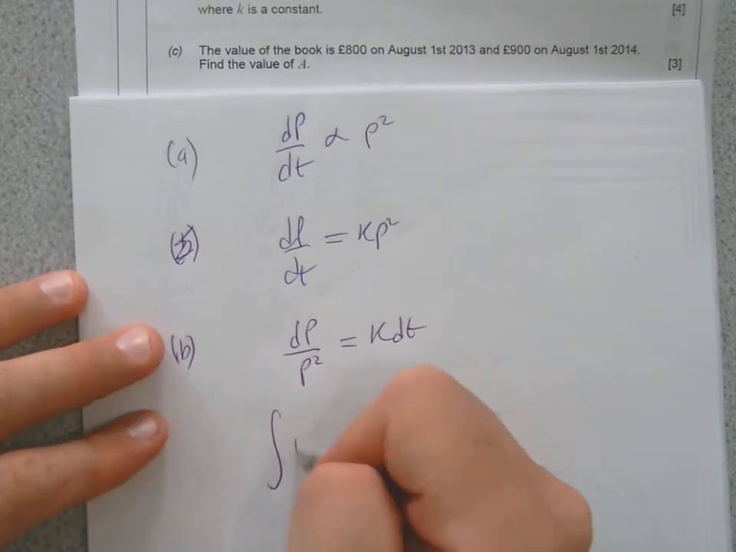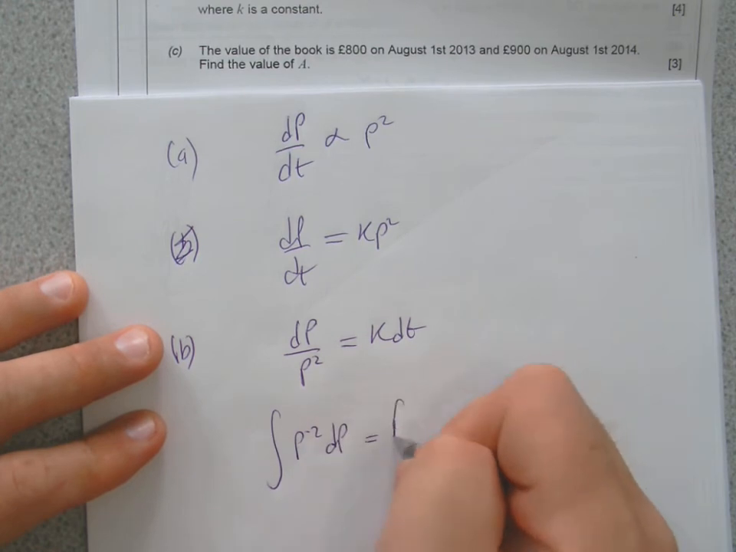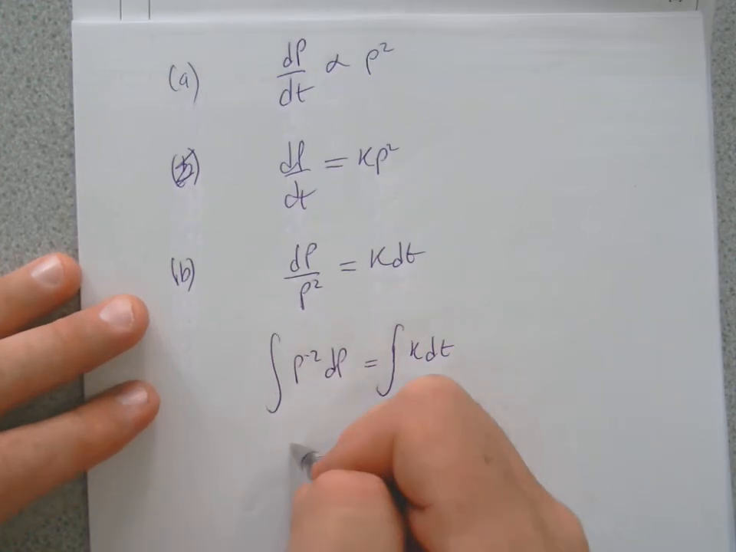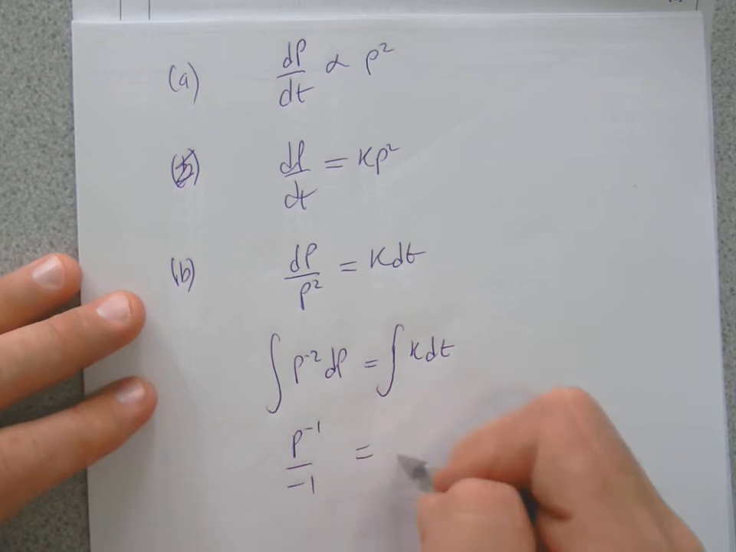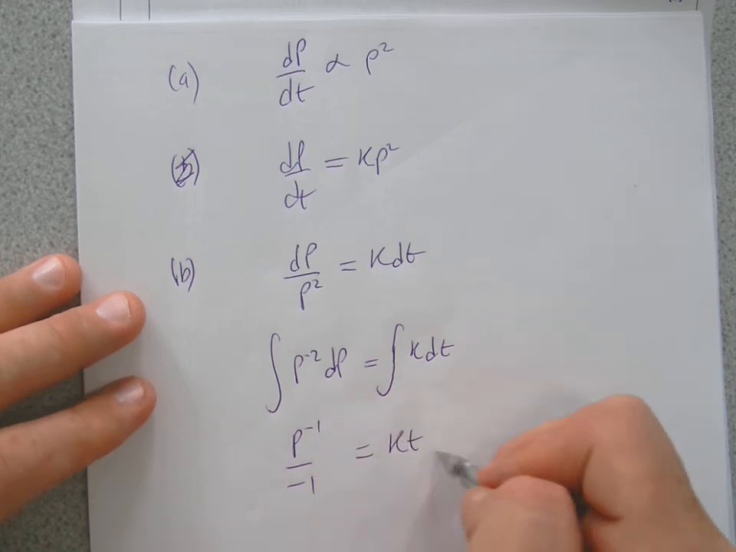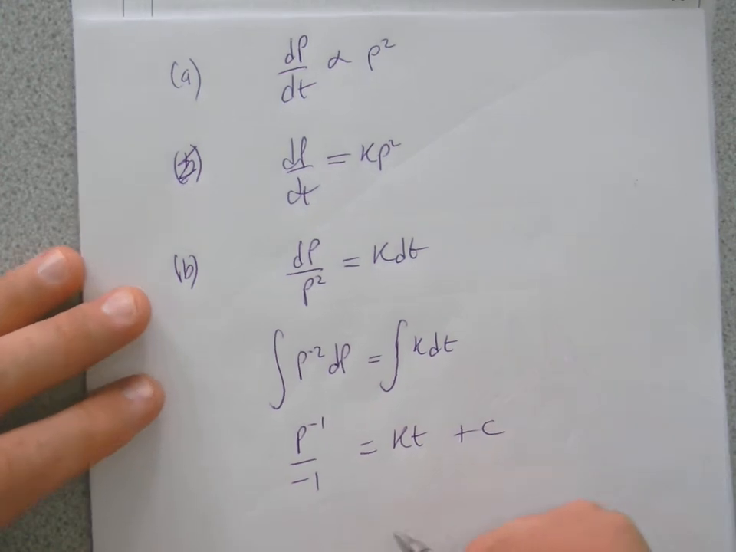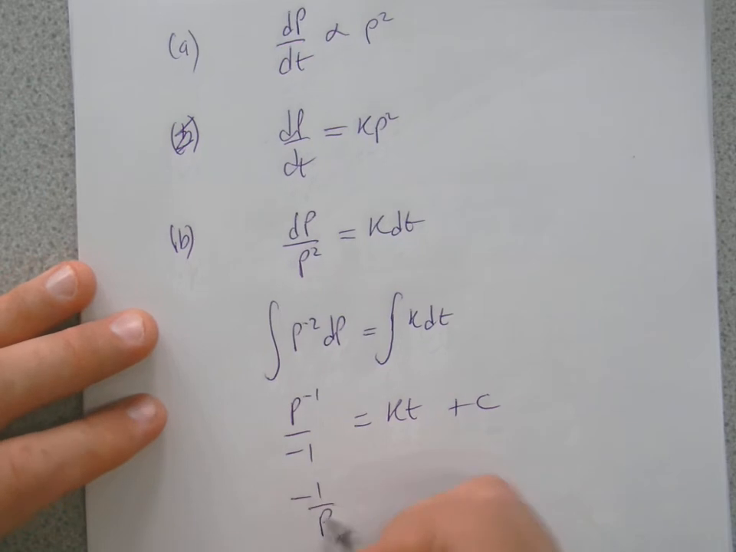When I integrate this, I'm going to write that as P to the minus 2, it'll be a lot easier. And integrate this side as well. So I'm going to add 1 to the power, so it'll be P to the minus 1 upon minus 1 equals kt, plus a constant c. So this becomes minus 1 over P equals kt plus c.